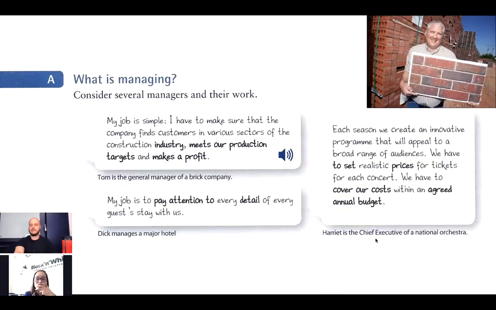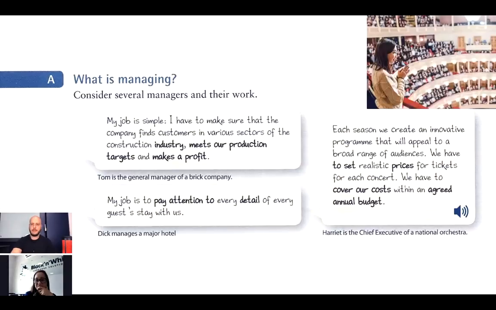So Harriet is the chief executive of a national orchestra, okay? Each season we create an innovative program that will appeal to a broad range of audiences. We have to set realistic prices for tickets for each concert. We have to cover our costs within an agreed annual budget. All right. Míriam, can you read?